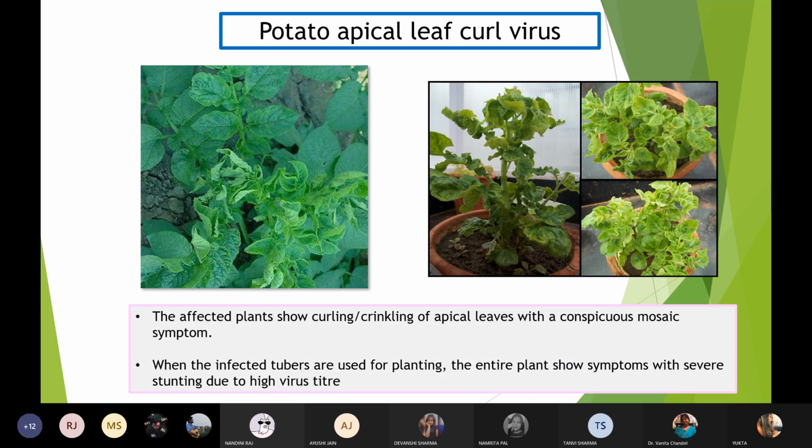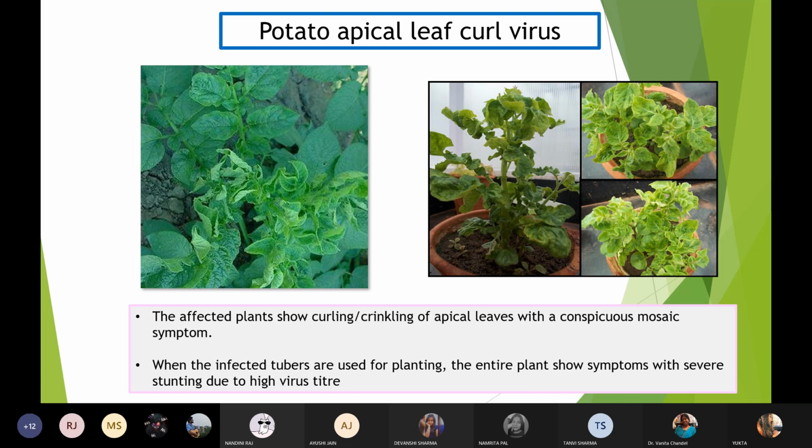This is the potato apical leaf curl virus. In this, apical leaf curl disease has emerged as a new disease in potato during the last decade in India due to a change in planting date and an increased whitefly population. Its incidence is on the rise, threatening the cultivation of potato across the country.